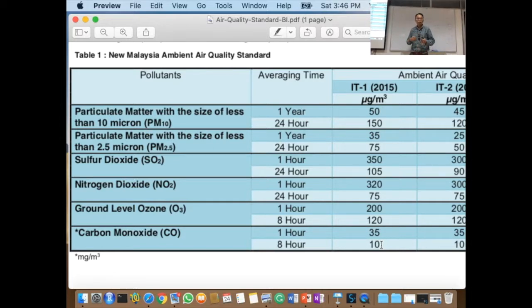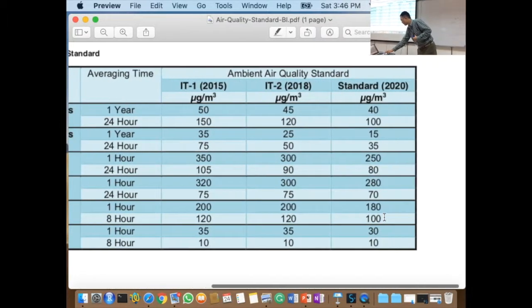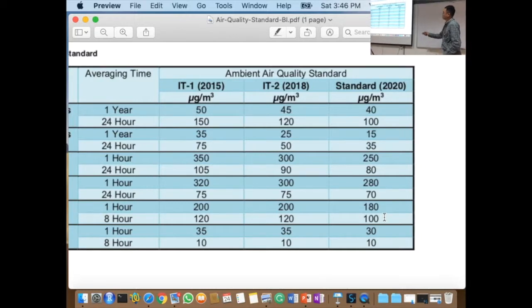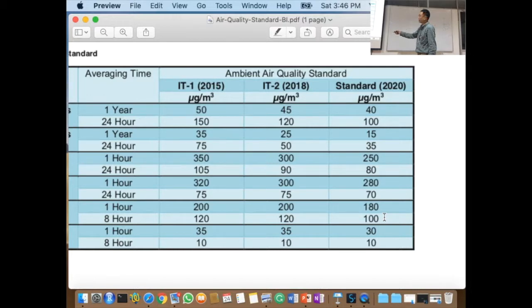there is a requirement that we need to improve the standards. That means we need to make it more strict with years. So at 2015, it was this value, this range. In 2018, which is now, we follow this range now. Notice it's lower, 50, 45, 150, 120, and so on. And by 2020, it will be this value. Now, this value is based off of the World Health Organization standard.